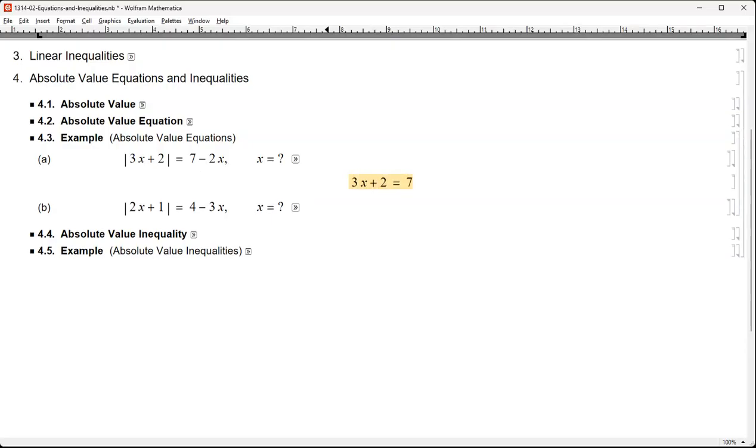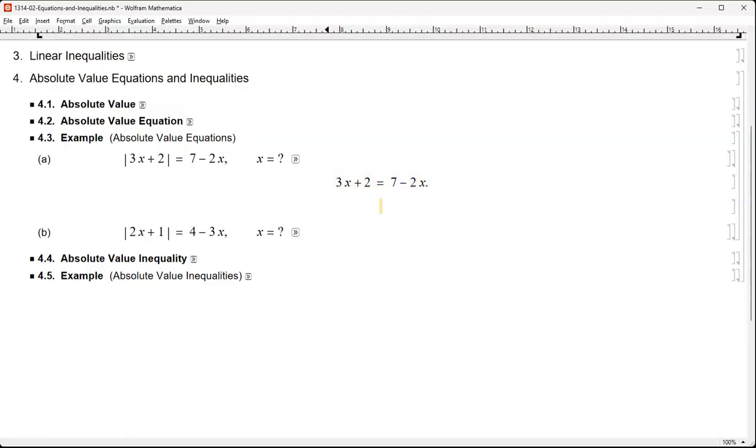3x plus 2 is 7 minus 2x. There goes 1. And then 3x plus 2 is negative of that, 2x minus 7. There goes the second problem. So here's one possibility, and here is another possibility. For this one, okay, let's check. Flip 2x to the other side, so 5x. And then flip 2 to the other side, we have 5. Did I do this right? So we have x equals 1.